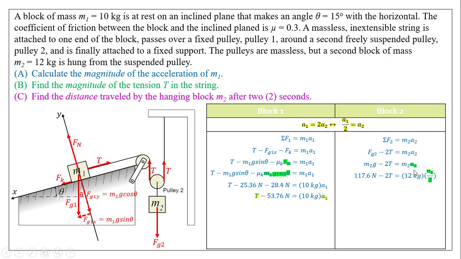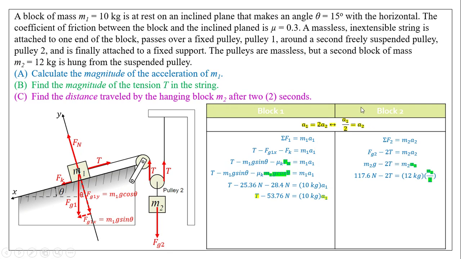Well, what I do here is I substitute out for A2. Now, why did I do that? Part A asks you to find the acceleration of M1, which essentially implies that you need to find A1. Well, here I have A2. I don't want A2, I want A1. So I can substitute out A2 for A1.